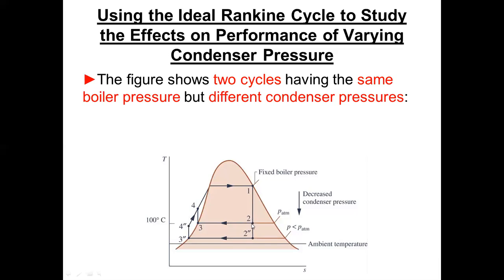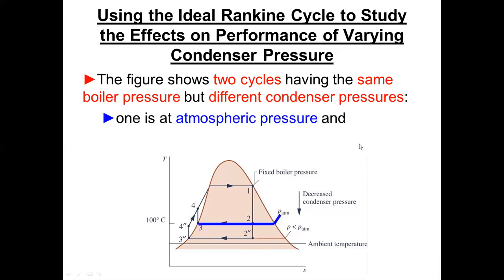If we drop condenser pressure on this initial cycle, then we can run at this lower pressure right here. This is an isobar and this is an isobar, so they're lines of constant pressure. And so we can run our cycle from 2 prime, 3 prime, 4 prime, up and over to 1 and down. Let's take a look at how all this works out.